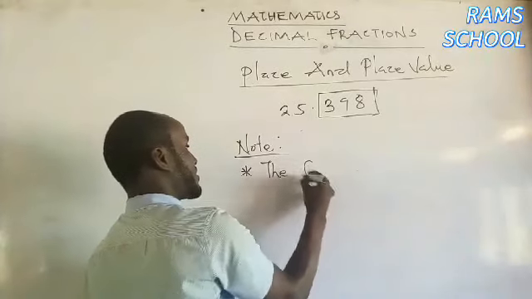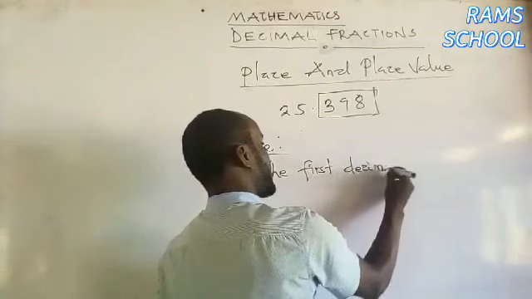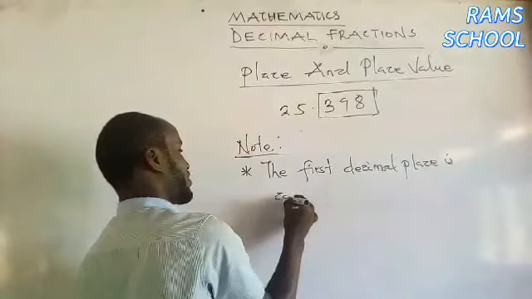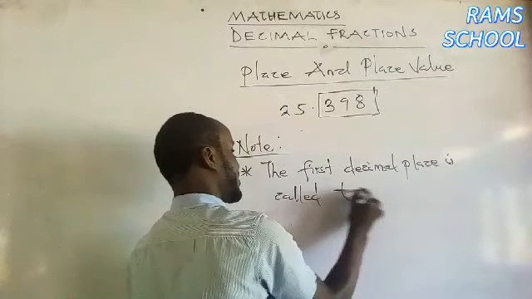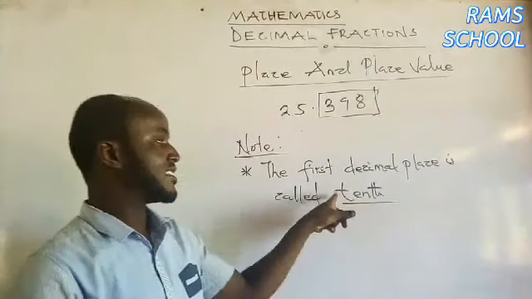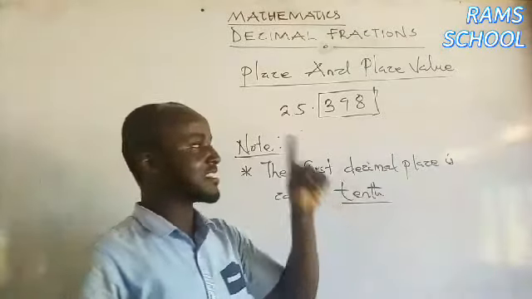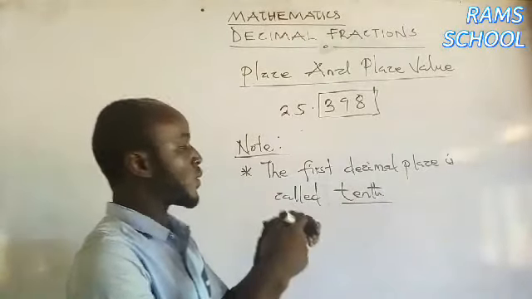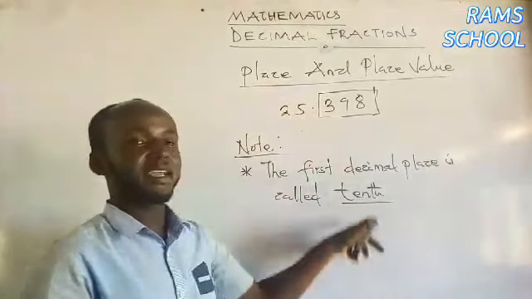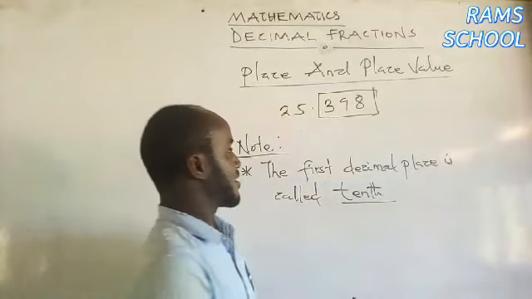So the first decimal place is called tenth. Please note the spelling, T-E-N-T-H, tenth. So the tenth is the name given to the first decimal place. So if I ask you, what is the place of 3? The place of 3 is tenth.